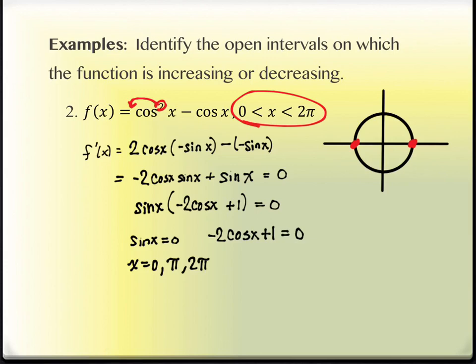Okay? All right, negative 2 cosine of x plus 1. So I'll do negative 2 cosine of x is equal to negative 1. And then the cosine of x is equal to 1/2. All right, good? Okay, now zeros are easy to see on the unit circle because you see 0 nicely. 1/2s are not quite as easy.